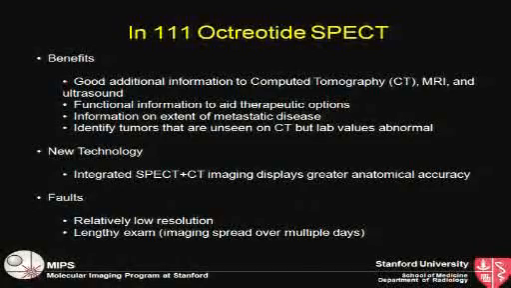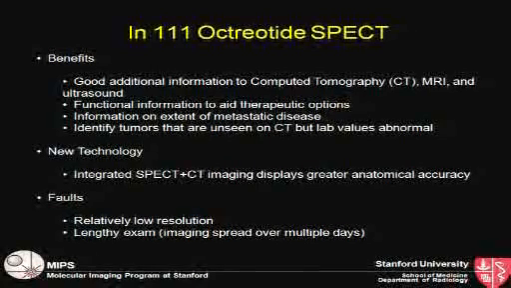Not everybody has a SPECT-CT. It's a relatively new device. Some of the faults: relatively low resolution. The resolution is poor. It's hard to see a lot of detail unless you get very used to looking at these images. It helps a lot to have a SPECT-CT. And it's a lengthy exam. Realize that when you do an octreotide scan, this is a scan that's going to spread over days, coming back to the nuclear medicine clinic day 1, day 2, sometimes longer, as opposed to the CT that gets done in a few minutes.